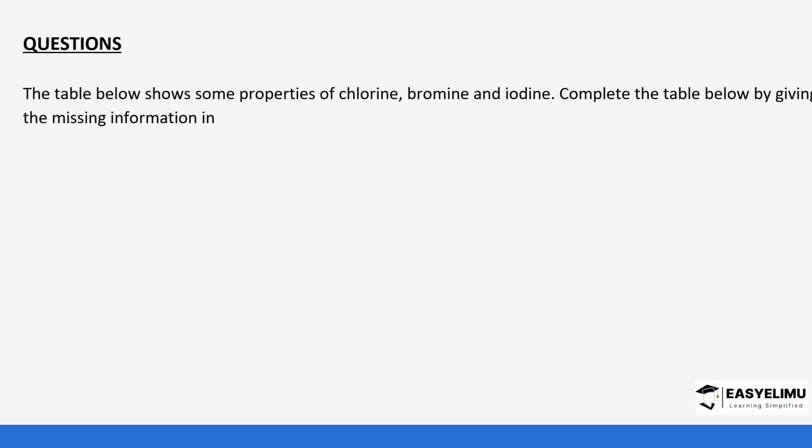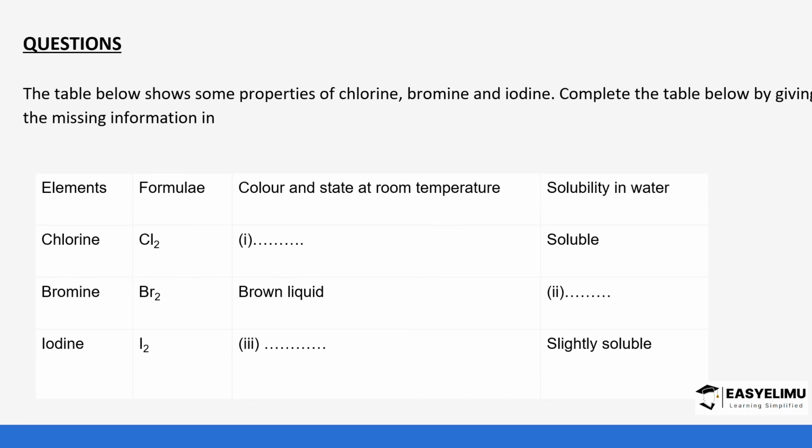So that brings us to the end of the uses. Next, you're going to look at a few questions in relation to what we have discussed. The table below shows some properties of chlorine, bromine, and iodine. Complete the table below by giving the missing information. So you have this table with some information. So we have chlorine, bromine, and iodine elements with their formulas and their colors and states at room temperature.